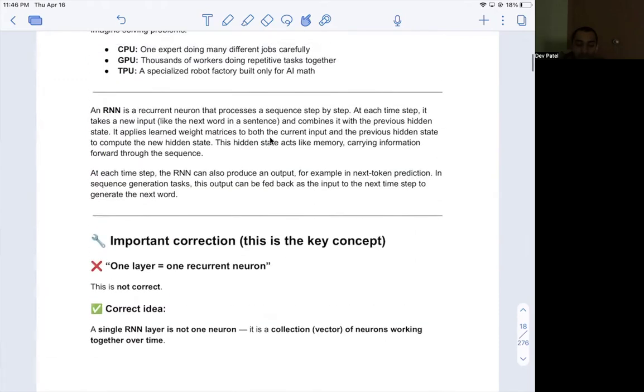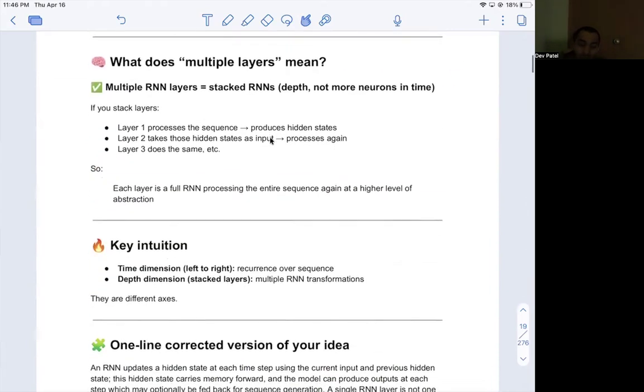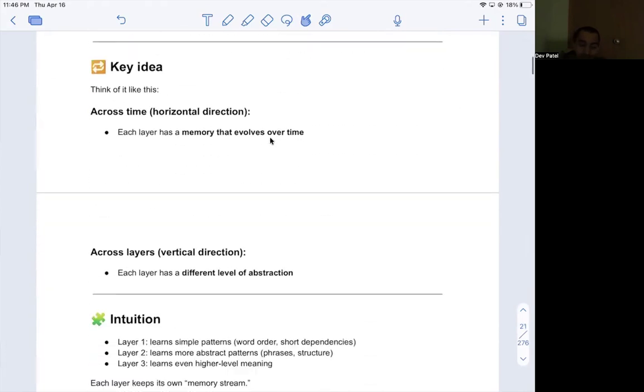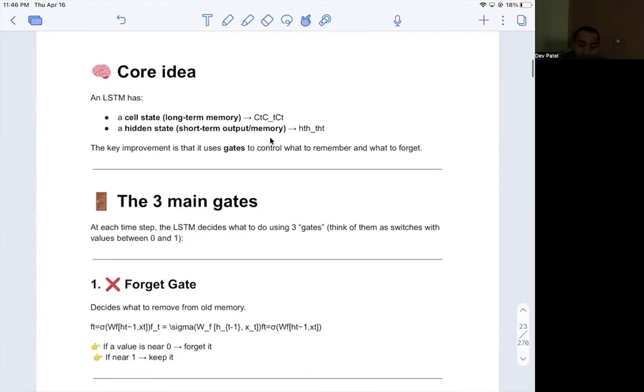Now RNN. One RNN layer is not one recurrent neuron. We have a recurrent cell, and that entire cell consists of hidden states and output states. The hidden state is updated with the previous hidden state along with the current input. Then there are multiple layers, stacked RNNs, and the step-by-step flow of the entire cycle.